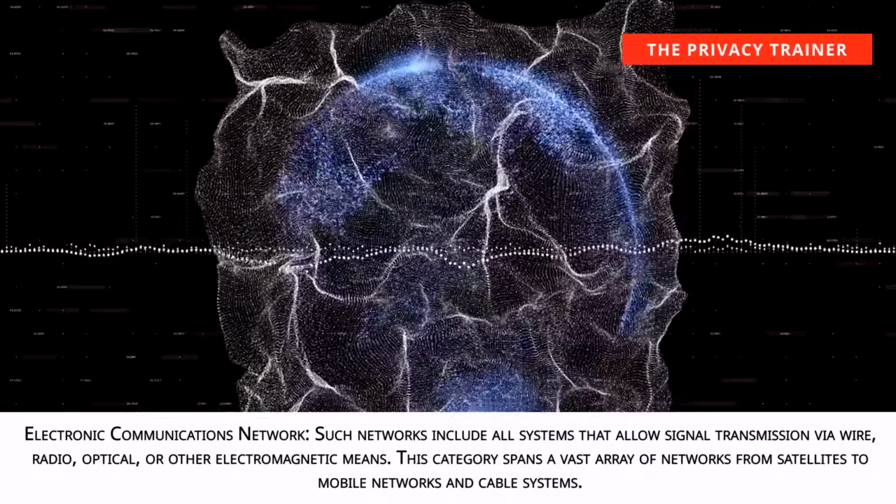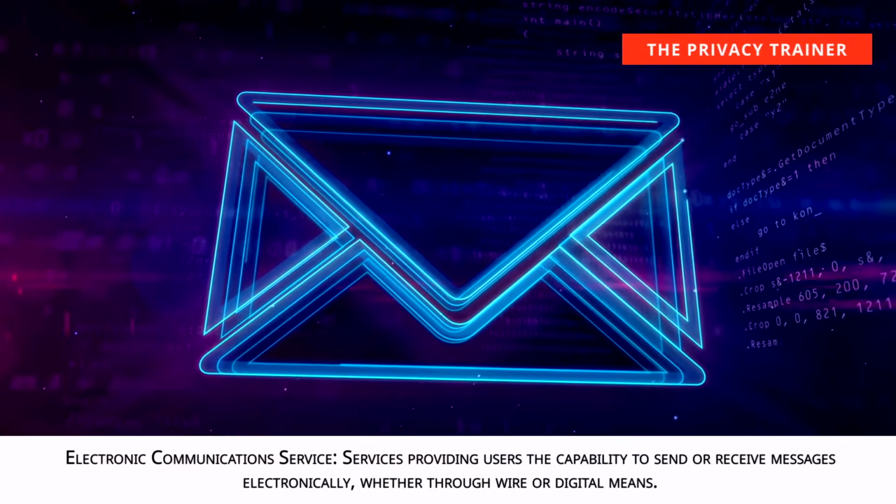Electronic Communications Privacy Act of 1986, an update to the Federal Wiretap Act of 1968. This act safeguards communications in transit and stored online, covering emails, phone conversations, and electronic data storage. Electronic Communications Service, services providing users the capability to send or receive messages electronically, whether through wire or digital means.